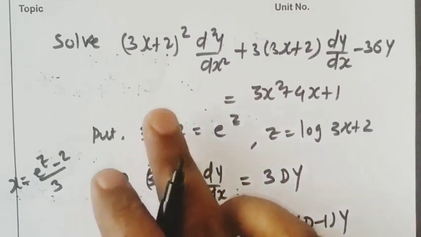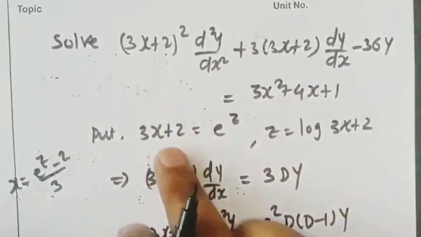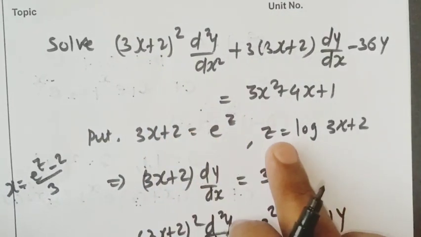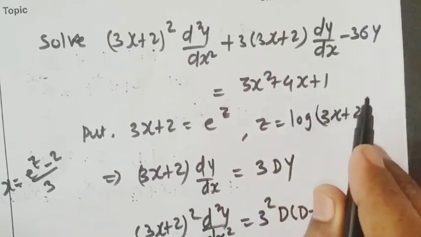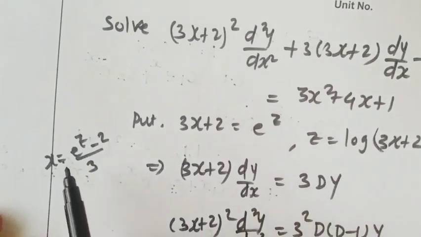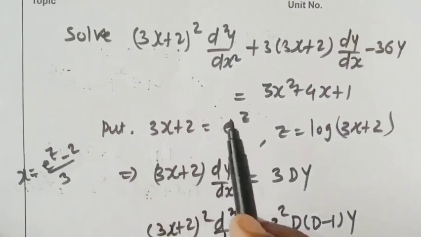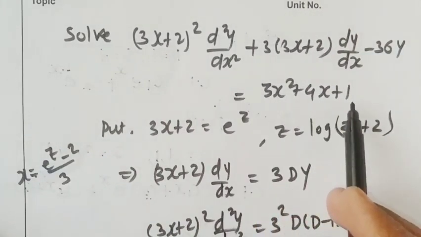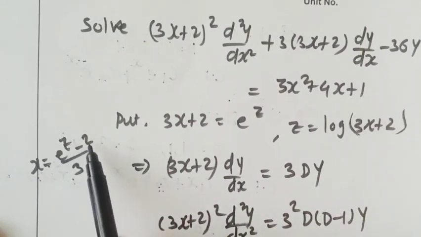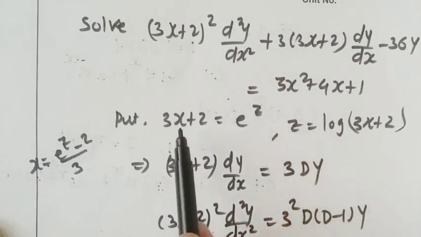Okay, so we'll put the linear factor 3x plus 2 equal to e raised to z. So that will imply z equals log of 3x plus 2. And we have to solve this for x because on the right hand side we have terms of x. So x equals (e raised to z minus 2) by 3, from this equation.